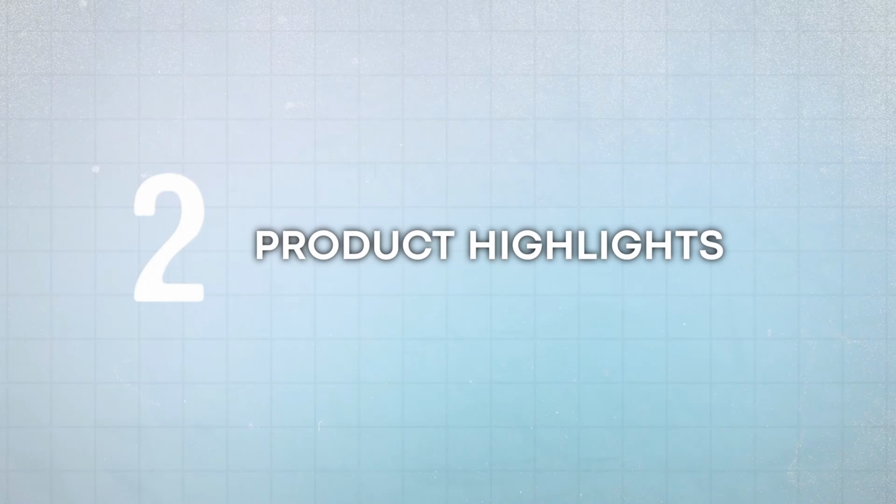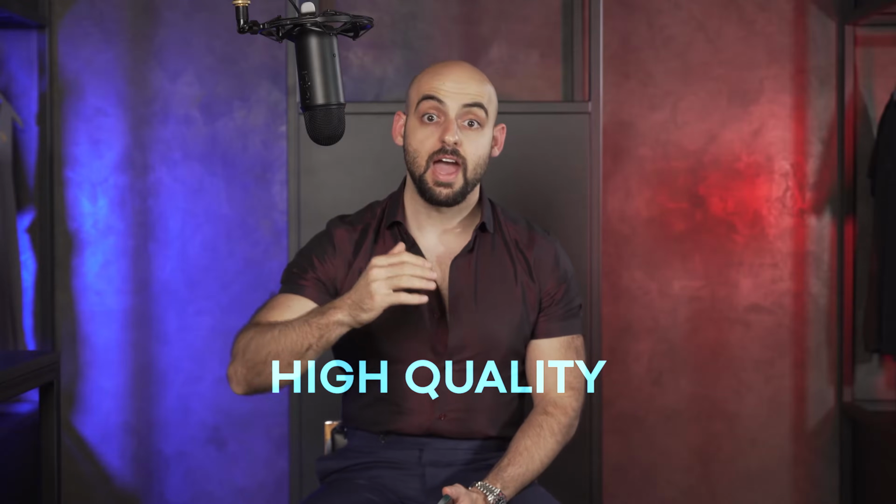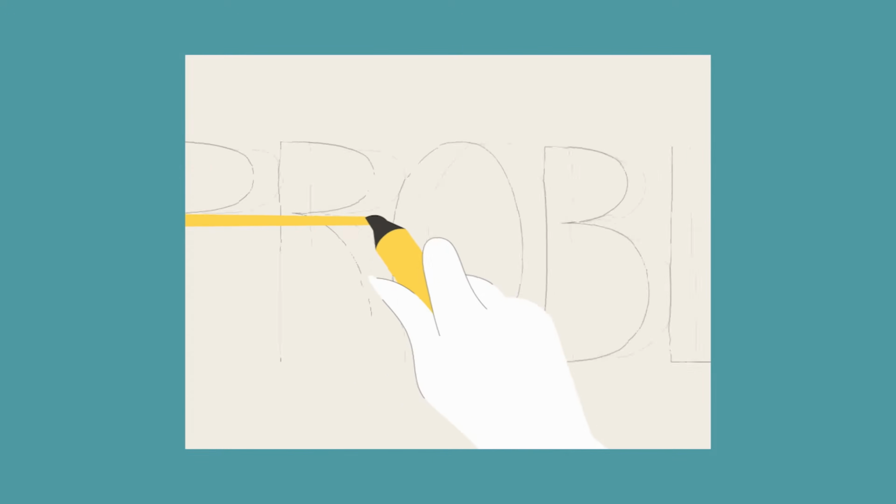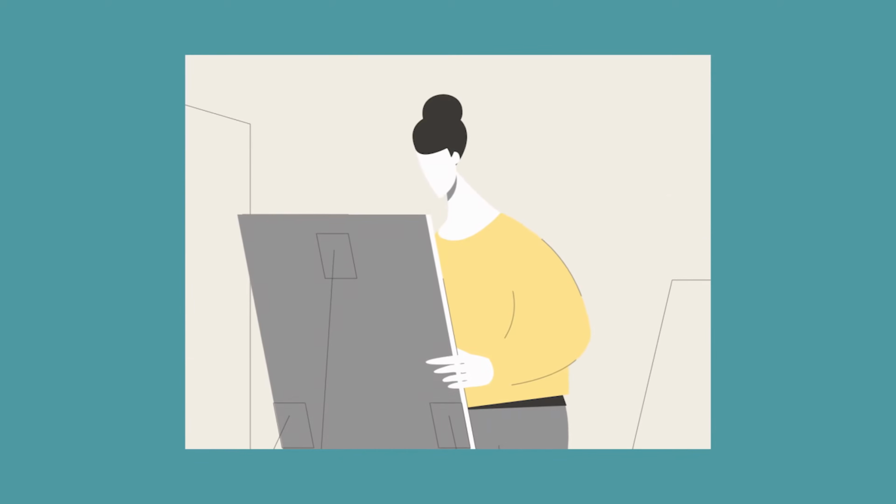The second archetype of post is the product highlight type of post. The core objective of this post is to showcase your products in high quality ways and to articulate what makes them unique, and specifically showcase how that product and its uniqueness solves a problem that your customers have.